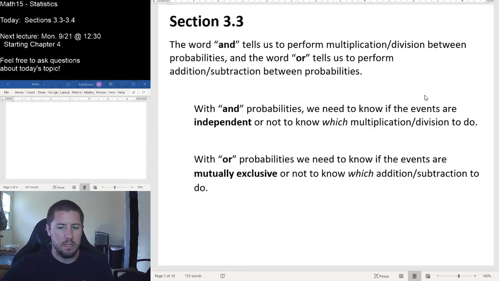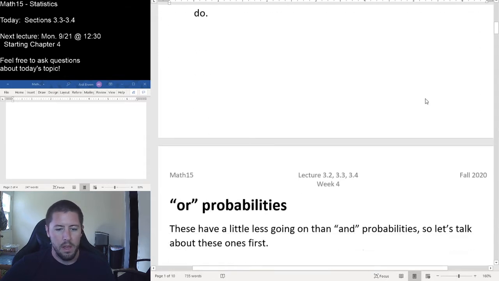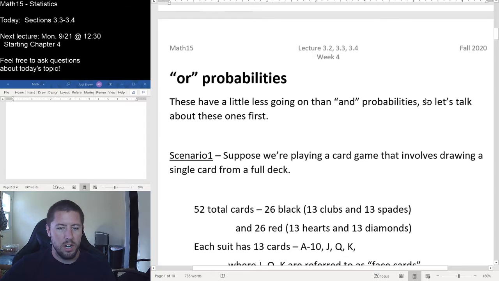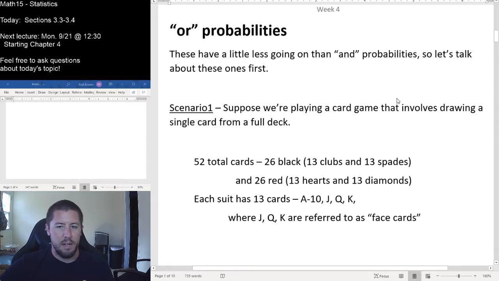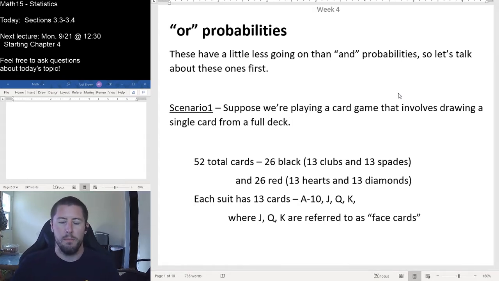So let's look at some examples and see what we mean about all these words. Generally, the book starts with the and probabilities, but I think or probabilities are easier to understand, so let's do these ones first. The and probabilities have a little more notation going on, and a couple more scenarios that can crop up. I don't think the and things are too hard, but I do think the or things are easier.